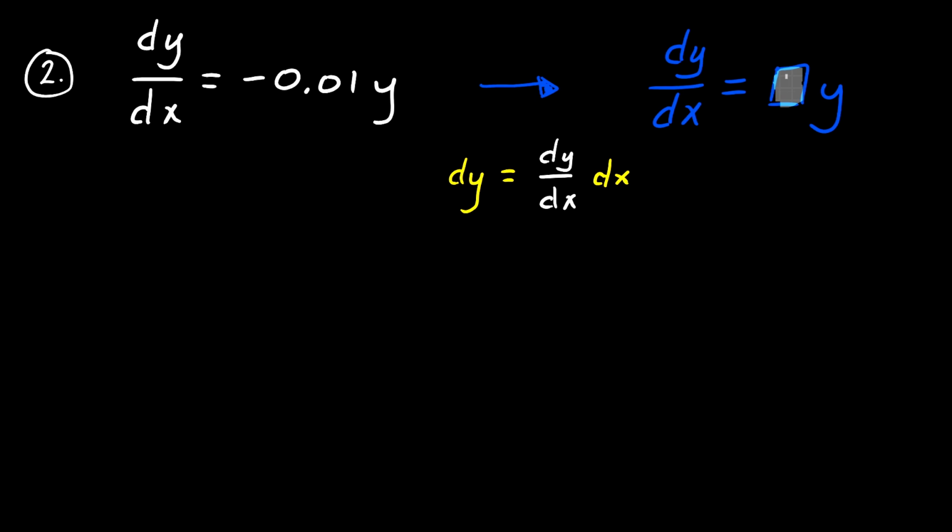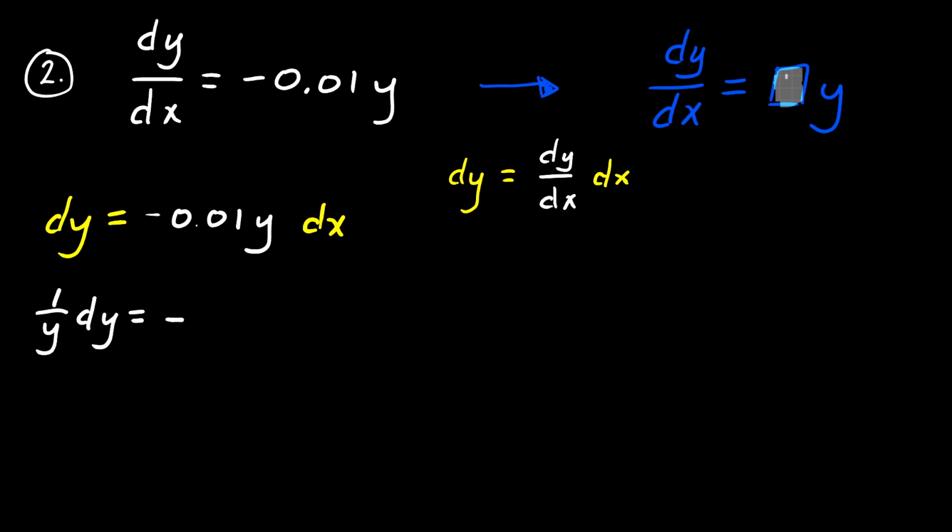So we'll have dy equaling our dy/dx, which is negative 0.01y, and then we have dx. Now there's not much to separate here. I do need to get the y term to the left-hand side, so I will divide both sides by y, leaving me with 1 over y dy equaling negative 0.01 dx. I'm going to go ahead and integrate both sides.